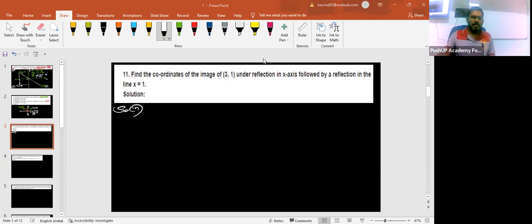Start doing question number 11. Now, this is based on the last concept which we learned. You are reflecting a point not through x-axis, not through y-axis, but through a line, x equals 1, isn't it? x equals 1 means a line which passes through point 1 on the x-axis, parallel to the y-axis. Right? Very easy to remember.